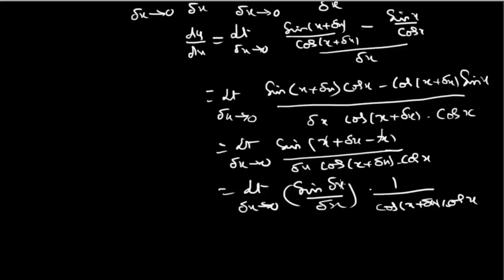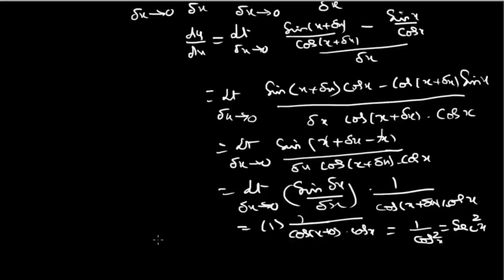So here sin theta by theta, theta tending to 0 is 1. So it is what? 1 into 1 by cos of x plus 0 into cos x, which is equal to 1 by cos squared x, which is equal to secant squared x. Therefore, conclude it. Therefore if y is equal to tan x, dy by dx is equal to secant squared x.